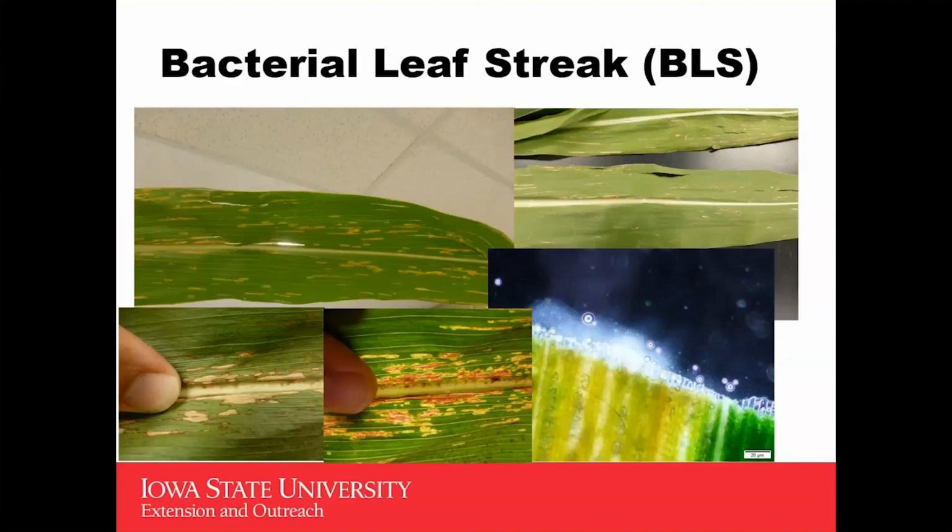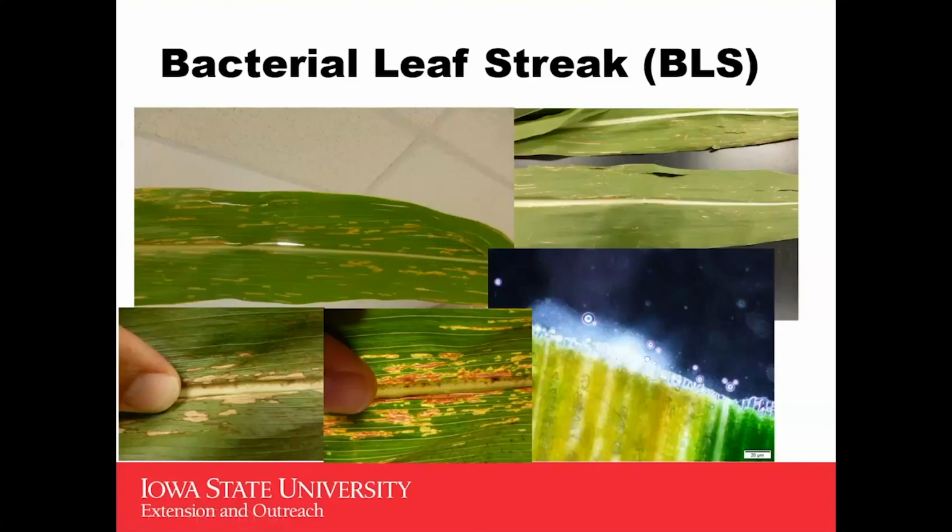And it can look a lot like another disease, gray leaf spot, which I didn't cover in this, but again, very much like Goss's wilt, the other major bacterial disease on corn. When you hold it up to the light, the lesions are going to look quite different, as you can see in this picture in the lower middle portion.